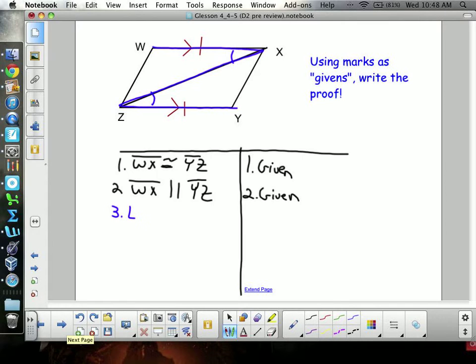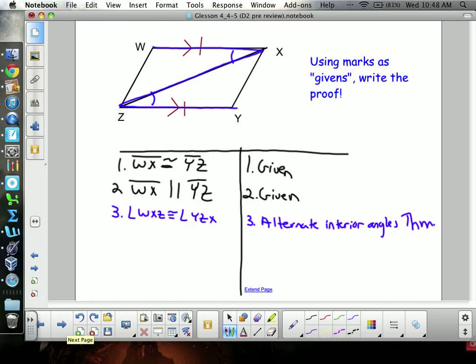So I name them. Angle WXZ is congruent to angle YZX because we just said they're alternate interior angles. And we add the word theorem to it because we're showing that the angles are congruent. We aren't showing the lines are parallel. If we're showing lines are parallel, we'd say postulate, or converse, excuse me.